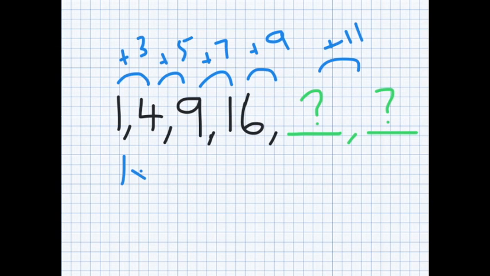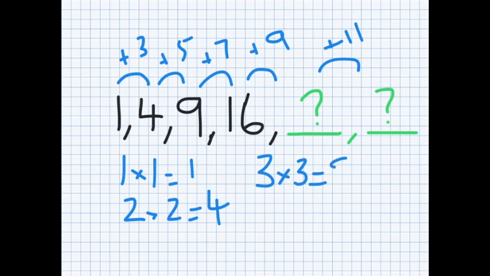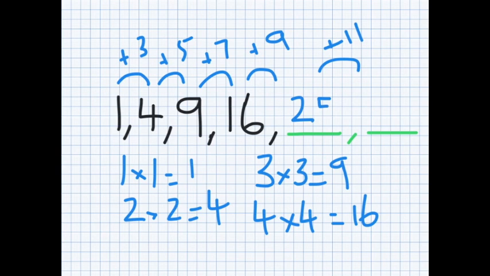So 1 times 1 equals 1, 2 times 2 equals 4, 3 times 3 equals 9, 4 times 4 equals 16. So if we're thinking about the next one, well, we can just rub that out. It's going to be 5 times 5, which is 25, 6 times 6, which is 36.